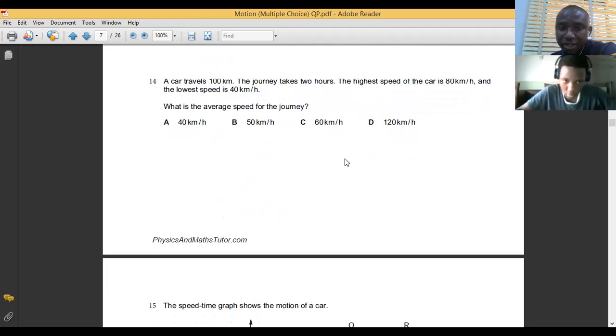Our time is up, right? Yes. So, C. Are you sure? What did you do? C, 60. Why did you say 60? How did you get that? Because the highest speed is 80 plus the lowest speed which is 40, divided by 2.